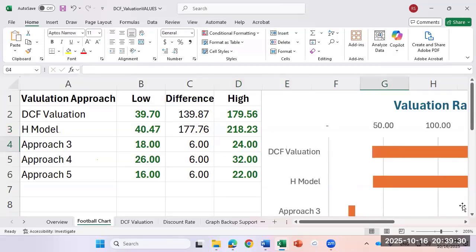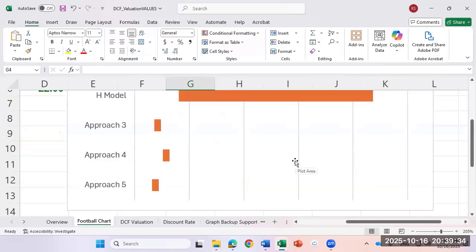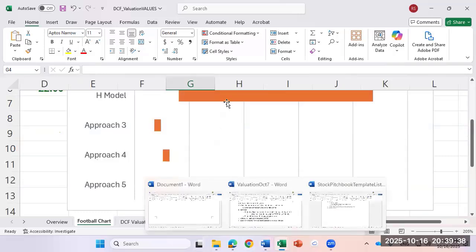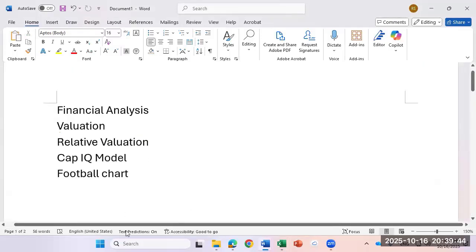And I start having my chart getting built. What are our other approaches? Anybody remember? Well, this is actually using free cash flow for my dividend. So what are those other approaches?